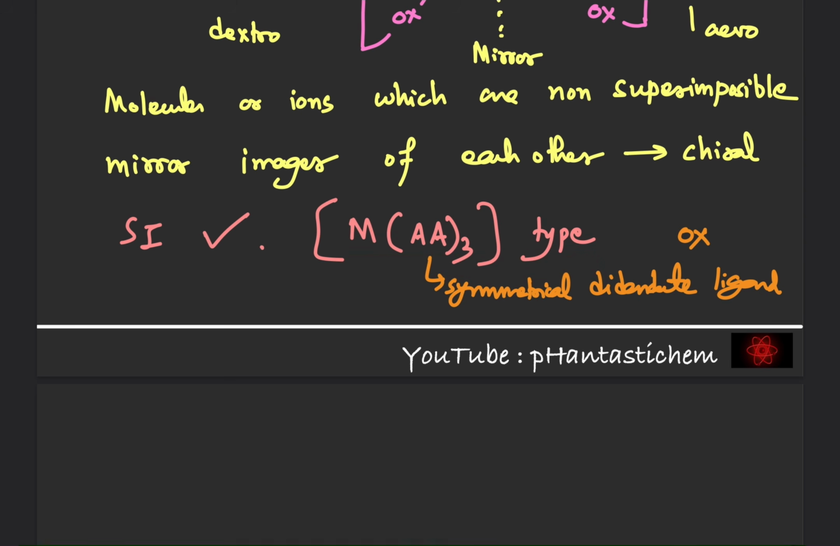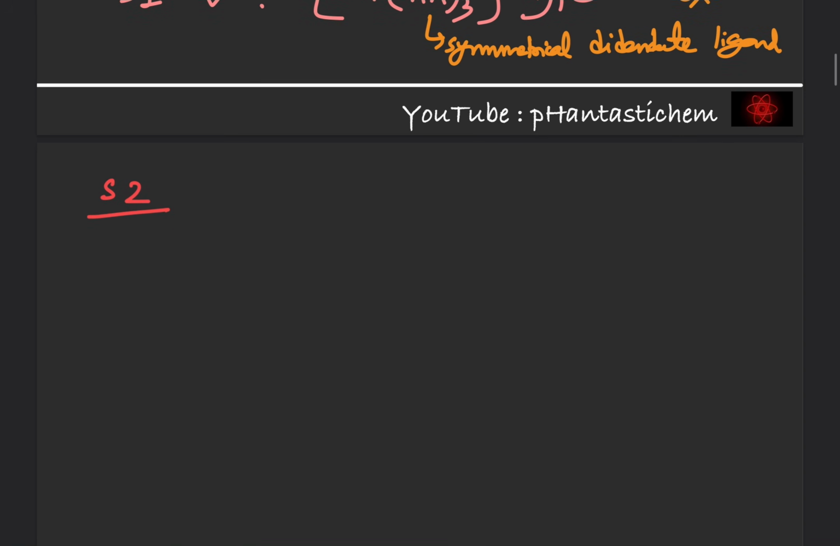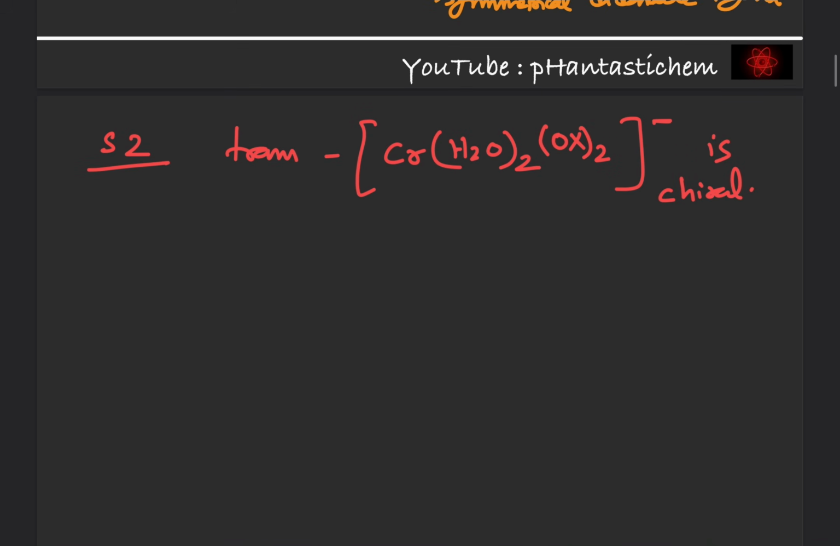Now coming to statement 2. Statement 2 says that trans [Cr(H2O)2(ox)2]- is chiral. We should know that H2O is a unidentate ligand, which means it will form one coordinate bond with the central metal atom or ion. Therefore the coordination number of Cr in this particular complex is 6.